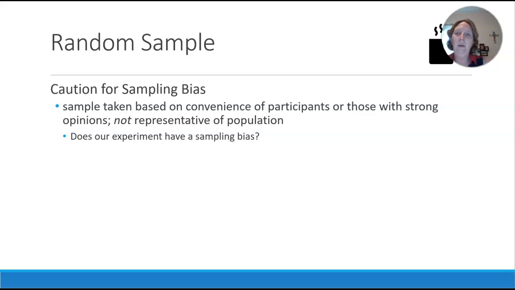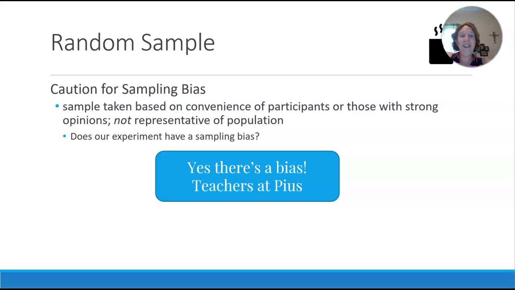This is a sample taken based on the convenience of participants or those with strong opinions and is not actually representative of a population. So before I even go into that, ask yourself, does our experiment have a sampling bias? Did we pick our participants from a population because it's convenient for us? Or maybe we advertise a coffee study and people are volunteering to participate because they think they can get free coffee. So do we have a sampling bias? Drum roll, please. Yes, we do. There it is.